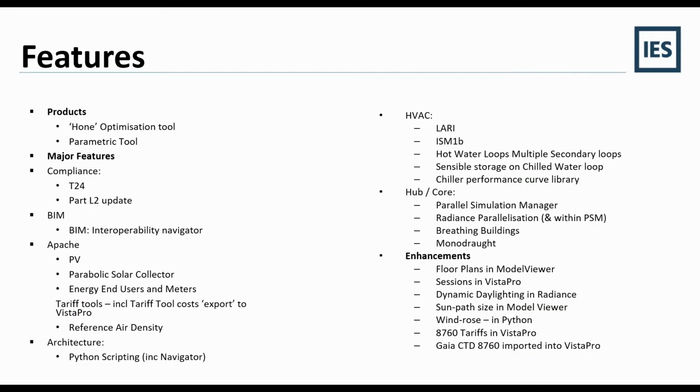So that's an overview of all the major features within V2017. We've gone through quite a lot there. The key ones certainly are Hone with the optimization tool and the Parametric Tool, and the BIM Interoperability Navigator, which will help improve importing your models into the virtual environment. Python scripting, being able to shape the virtual environment into whatever you want it to be. Load reporting for design engineers and tying up those departments. Parallel Simulation Manager, maybe a small feature but very important, being able to run your simulations outside the virtual environment itself, so there's nothing stopping you from running many more simulations than you have done in the past, many more projects. Dynamic daylighting within Radiance and lots of other great things.